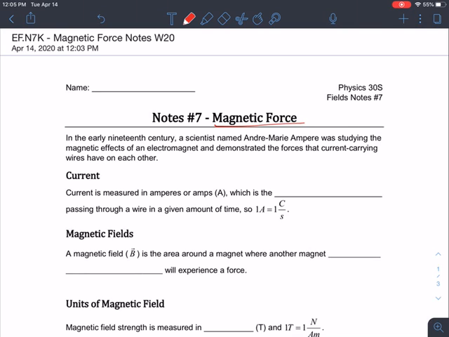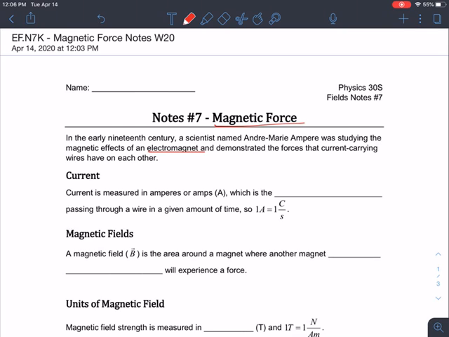In the 19th century, a scientist named André-Marie Ampère was studying the magnetic effects of an electromagnet. This is a magnet produced through electricity, right? And he demonstrated the forces that current-carrying wires have on each other. He was able to measure this by laying wires beside each other, and by using known magnets to pull wires that had known amounts of current going through them. And so we need to know a few things.